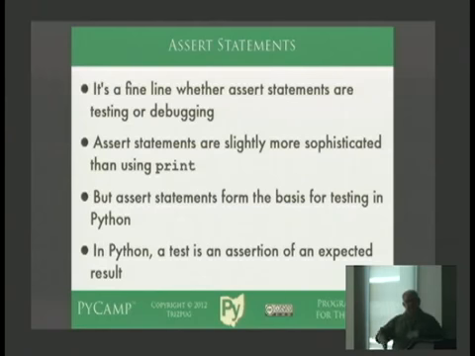I'm going to make a statement about the way I think the program should be running at a particular point, and if that is not true, then I'm considering this a test case that has failed. So in Python, a test is an assertion of an expected result. It's your test of what reality is. Is my program conforming to reality?